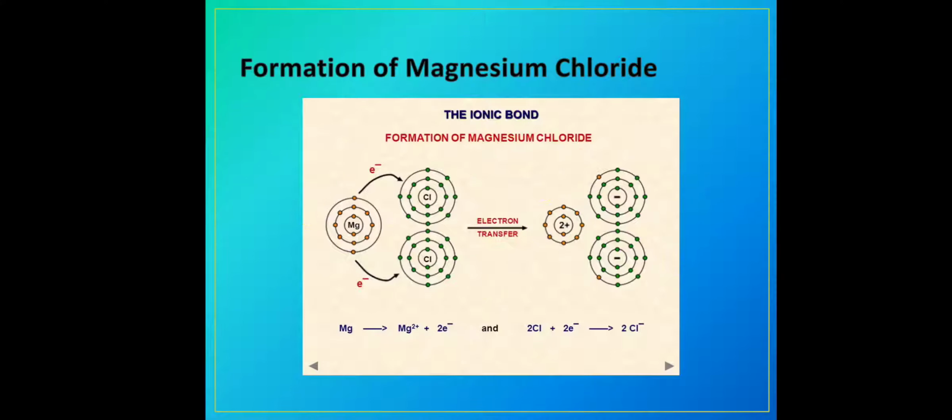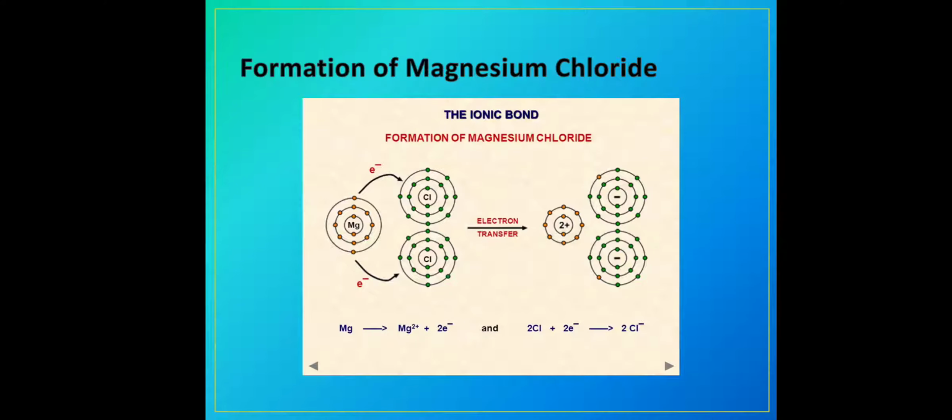Okay, so let's discuss magnesium chloride. In case of magnesium, its atomic number is 12, so its electronic structure is 2, 8, 2. So magnesium has 2 valence electrons. Now to complete its octet, it will prefer to give out the 2 electrons, and that is why magnesium loses those 2 valence electrons to chlorine.